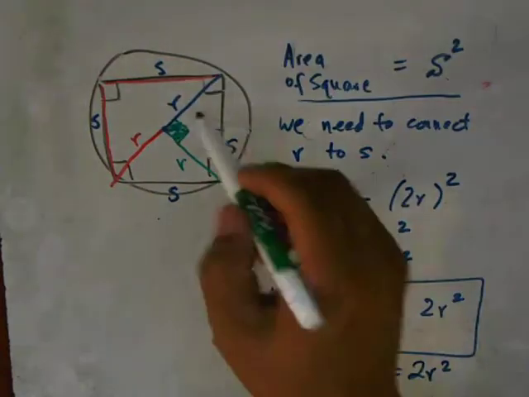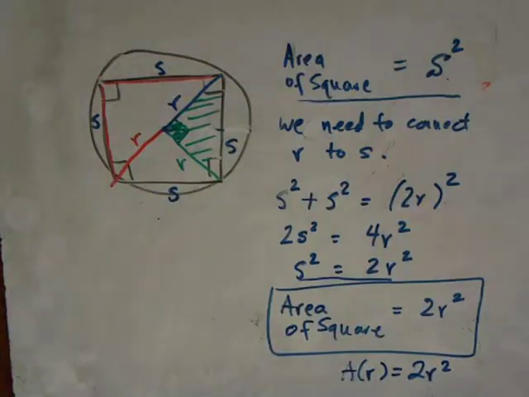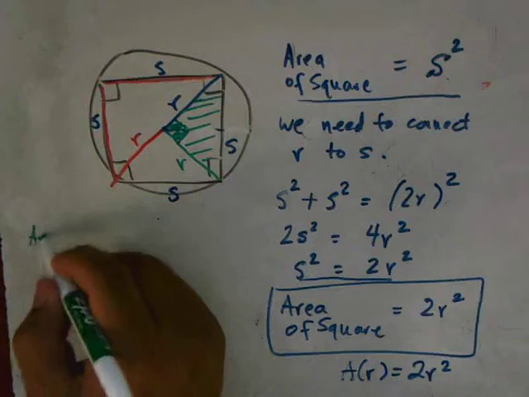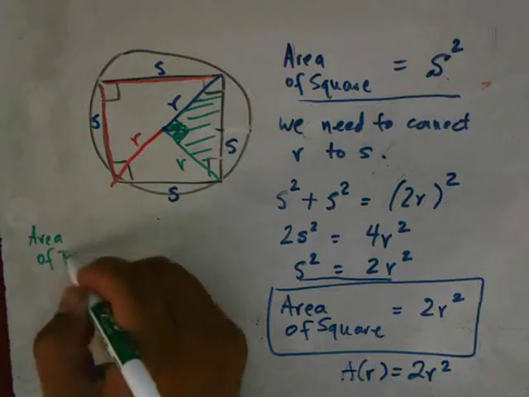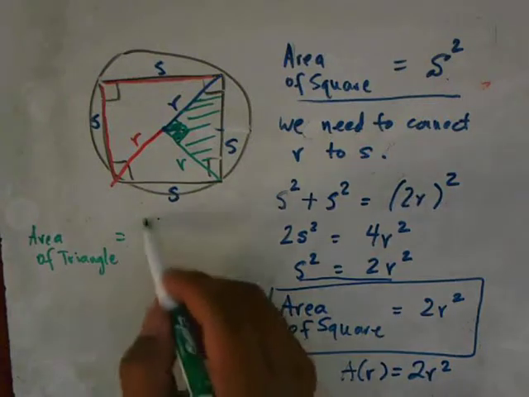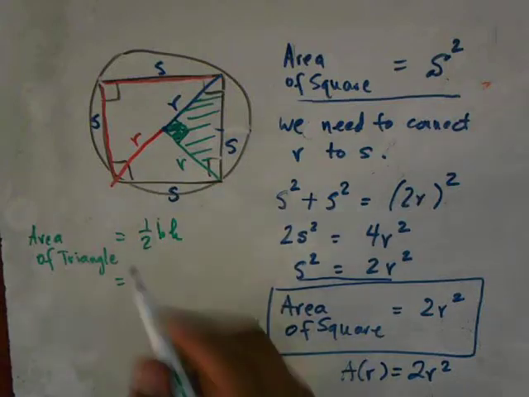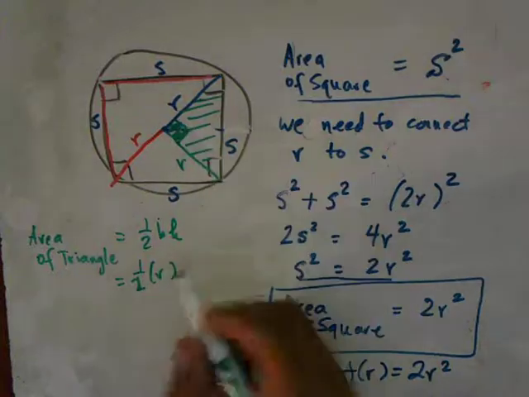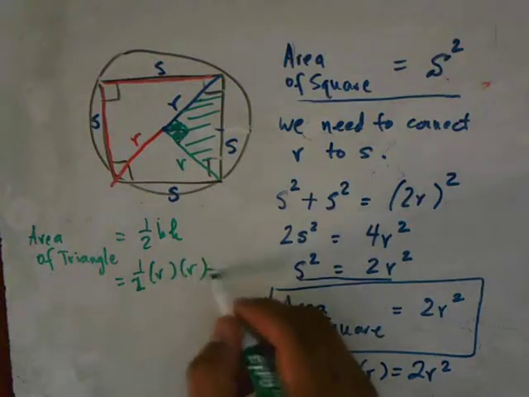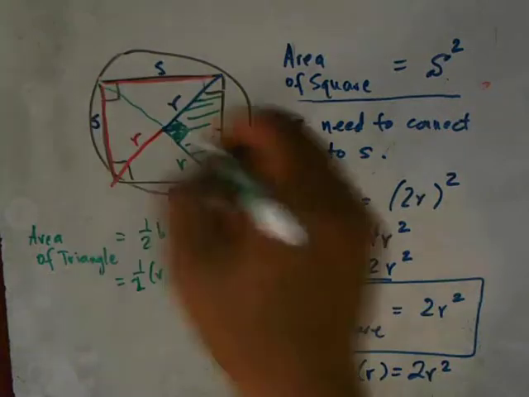Okay, so if we just look at this green triangle right here, we can also find the area of that. So the area of one triangle is 1/2 the base times the height. But in this case, the base is r, and the height is also r, which gives me 1/2 r squared. And the area of the square is just 4 times this.